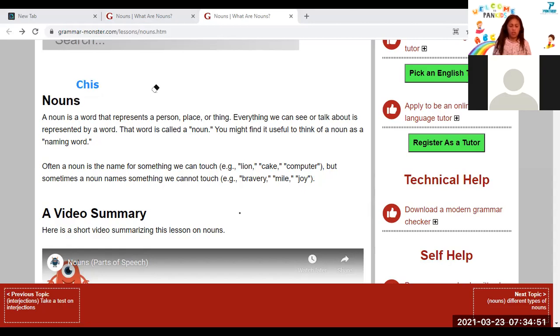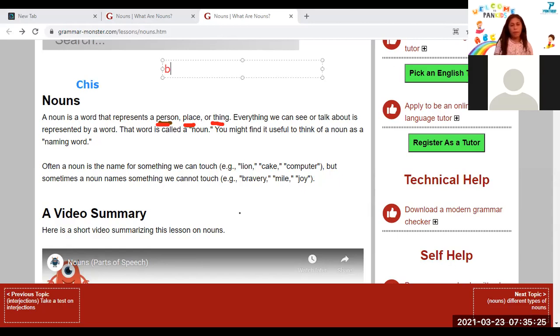Cheese. Okay, we are done with person. We are done with place. We cannot do animal. How about thing? You give me an example of a thing. Go.